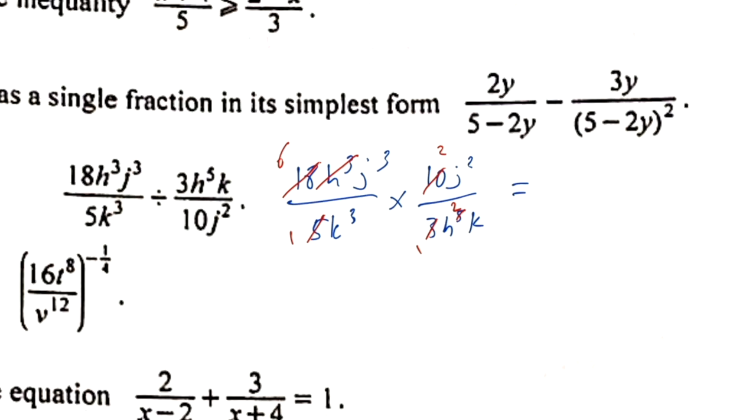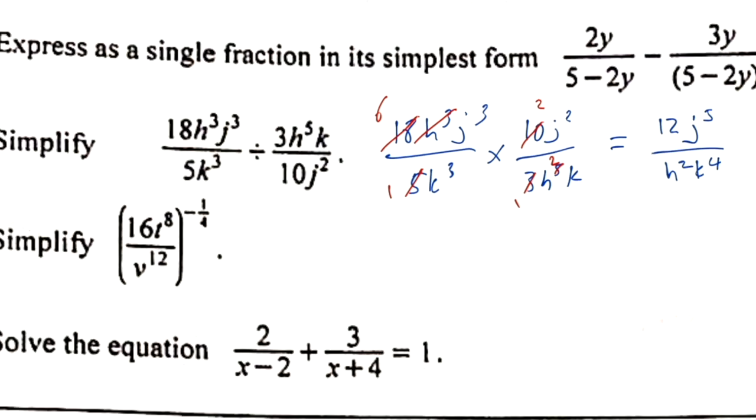So let's take a look. 6 times 2, so it's 12. j to the power of 5 divided by h. Yeah, very good. Okay, so you got it correct.